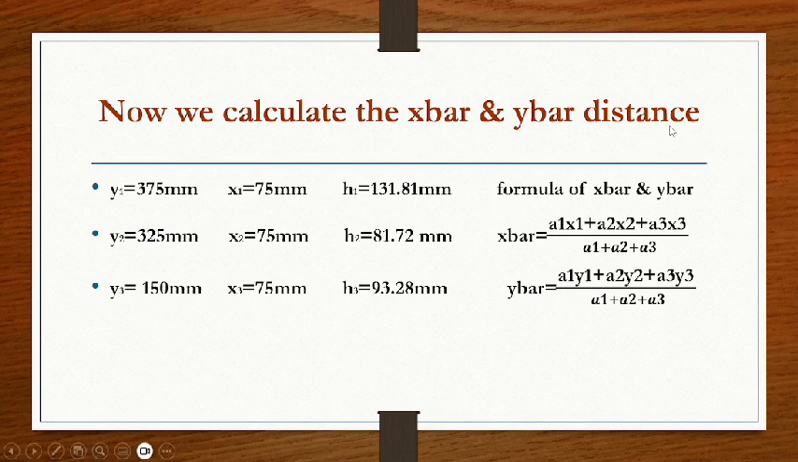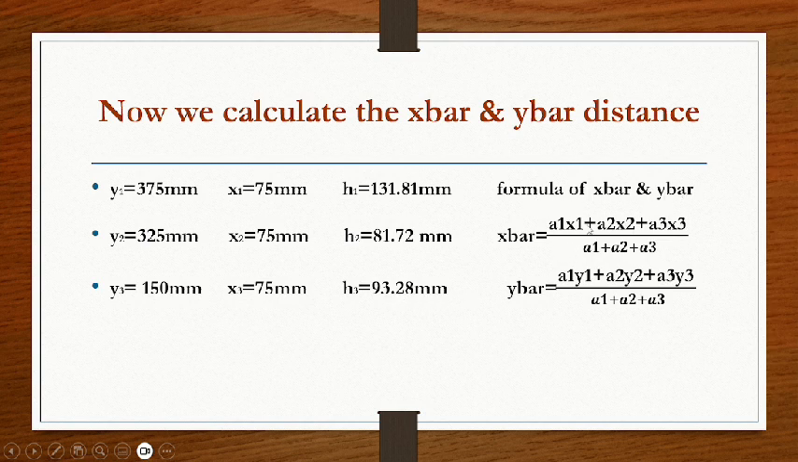Now we calculate the x bar and y bar distances. y1 is 375 mm, y2 is 325 mm, y3 is 150 mm, x1 is 75 mm, x2 is 75 mm and x3 is 75 mm, because the structure is symmetrical about the y-axis, so the x bar distance is always the same. h1 is 131.81 mm, the distance from the centroidal axis to the local axis of figure 1, h2 is 81.72 mm and h3 is 93.2 mm.